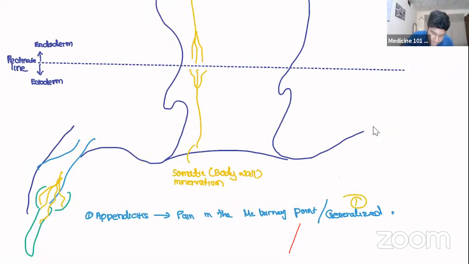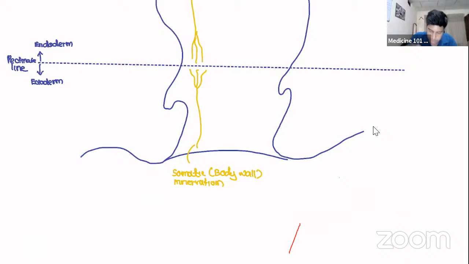The second type of pain migrates to the McBurney point when the inflammation spreads to the peritoneum. Once the inflammation migrates to the peritoneum, that's when you get pain in the McBurney point. That is somatic, body wall, and it is localized. We will discuss these tomorrow. I'm doing the enteric nervous system. I'll be discussing these tomorrow.